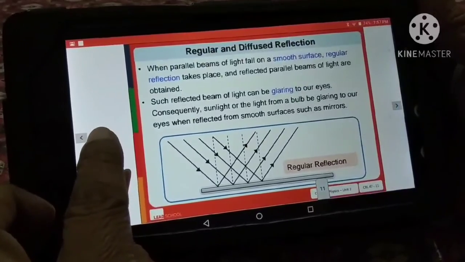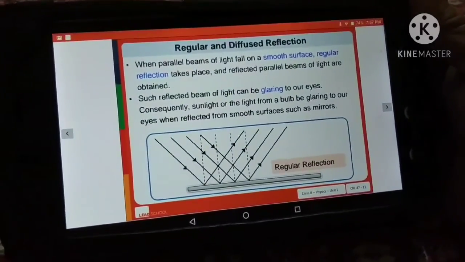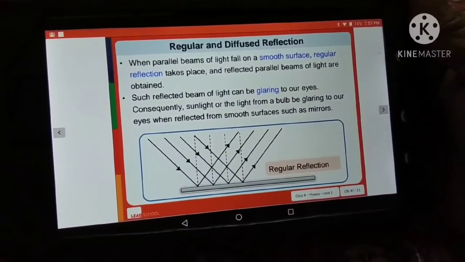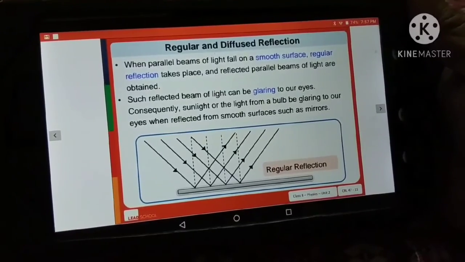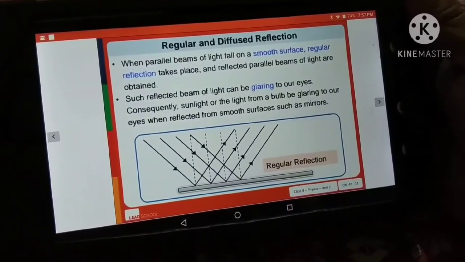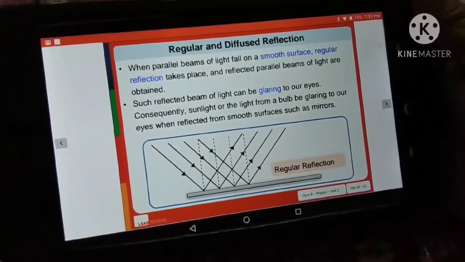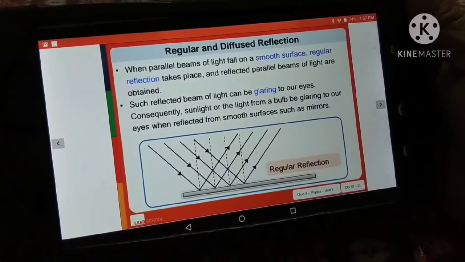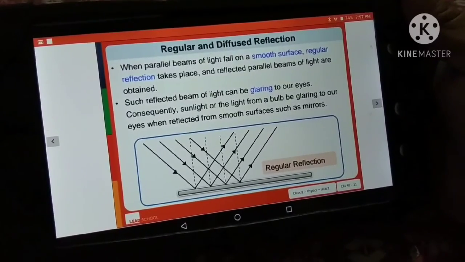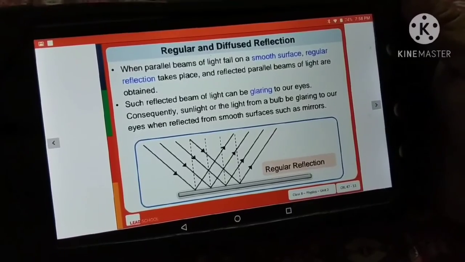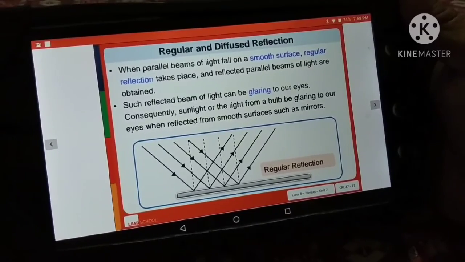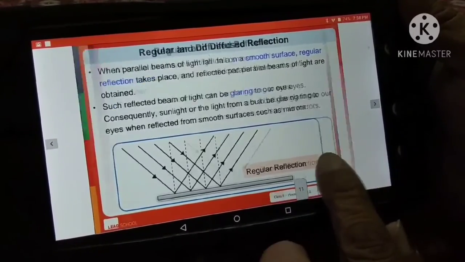So, we can summarize regular and diffused reflection as when parallel beams of light fall on a smooth surface, regular reflection takes place, and reflected parallel beams of light are obtained. Such a reflected beam of light can be glaring to our eyes. Consequently, sunlight or the light from a bulb can be glaring to our eyes when reflected from smooth surfaces such as mirrors.